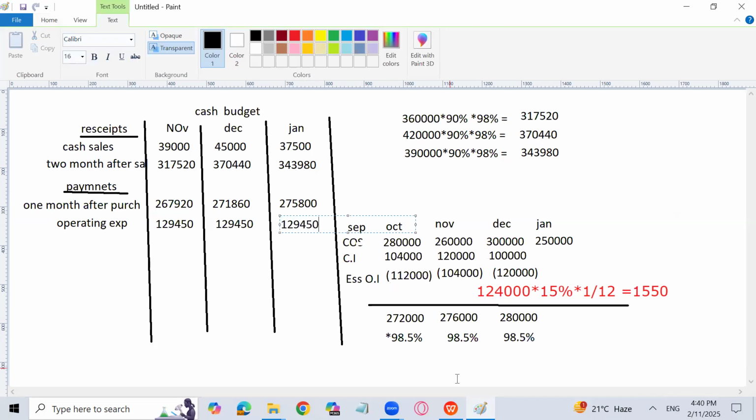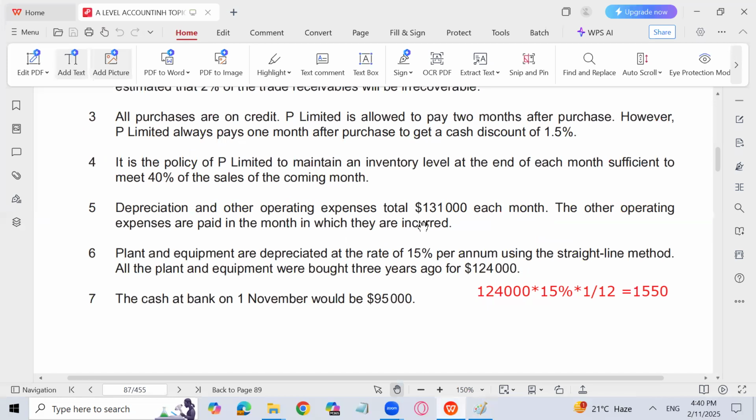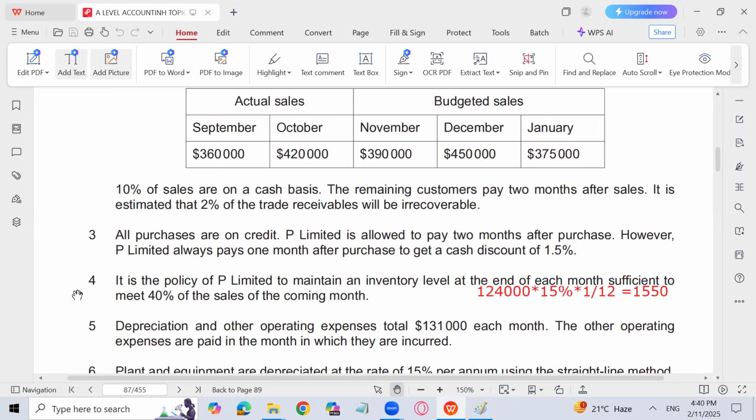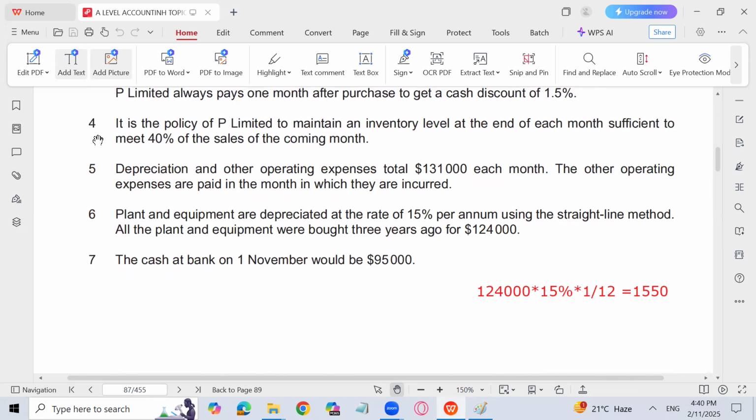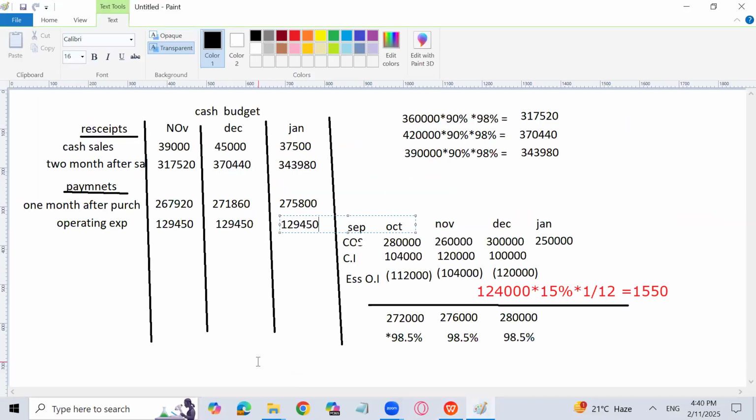129,450. Why, sir? Again, see that again. 131,000 is the operating expenses each month, which include depreciation. So depreciation for 1 month is 1,24,000, which is the cost, into 15% is the rate of depreciation per annum, straight line method, into 1/12. 1 महीने की डेप्रिसिएशन आ गई, वो माइनस कर देंगे तो बाकी एक्सपेंसेस आप पे कर रहे हैं. दैट्स इट. और कुछ दिया ही नहीं हुआ. दिस इज द अदर and easy question.